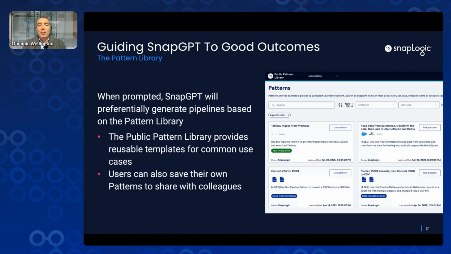So if you weren't aware, SnapLogic comes with a pattern library. A public pattern library has a whole lot of templates for common tasks. So if you need to ingest data into Tableau from Workday, say, there is a best practice way of doing that that's available to you, and the SnapGPT will also use as part of its generations. But you can also build out your own pattern library with your house style, your best practices, any particular requirements that your use case imposes on you. And again, SnapGPT will take those into account as it works. So another way to guide it towards best outcomes.